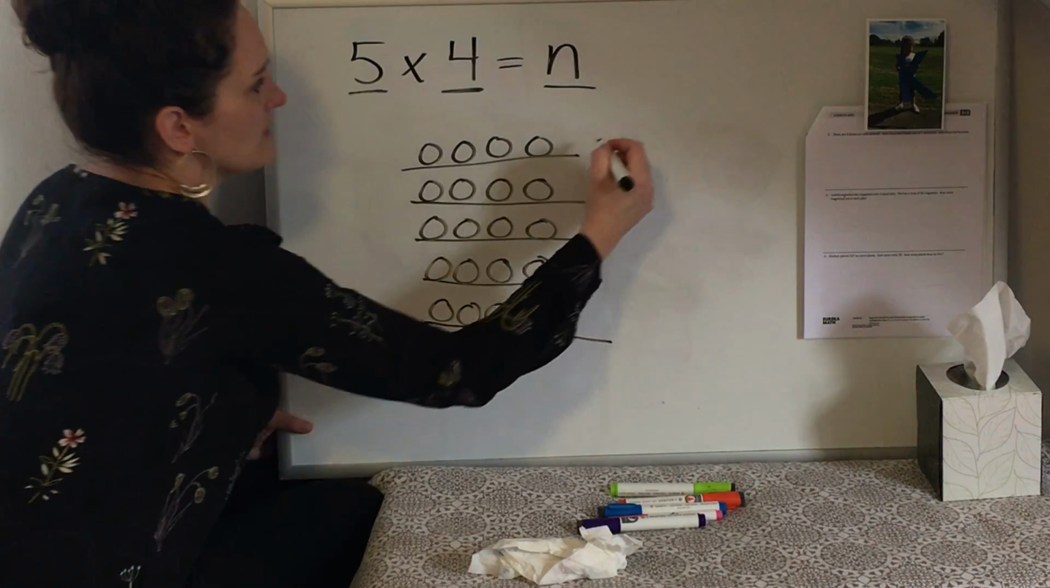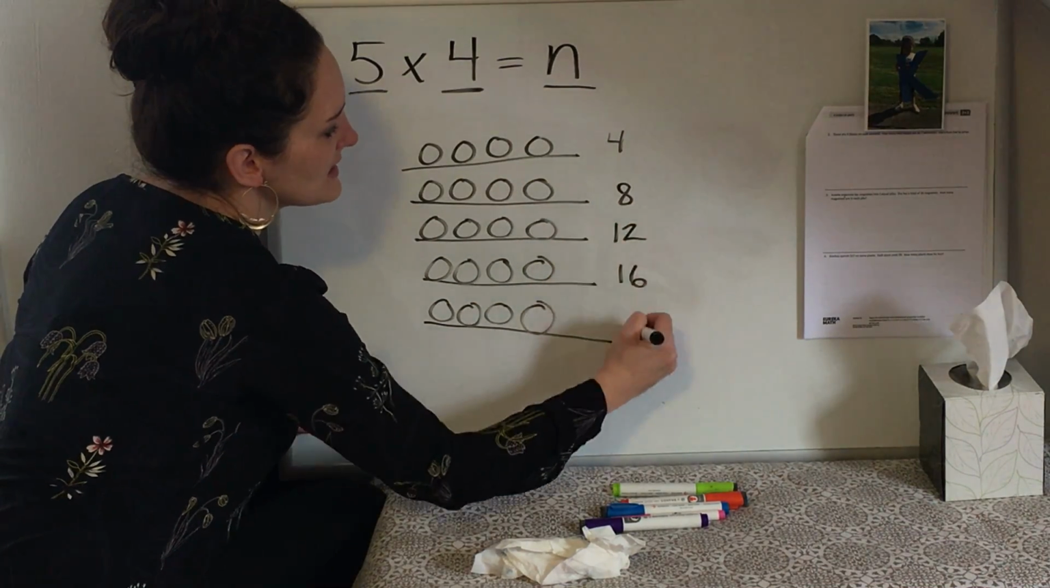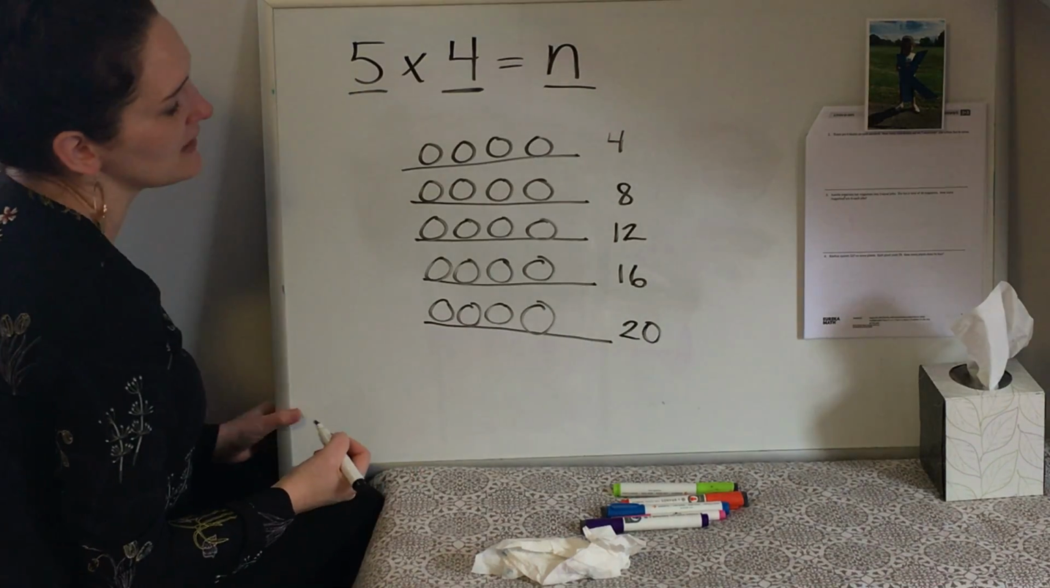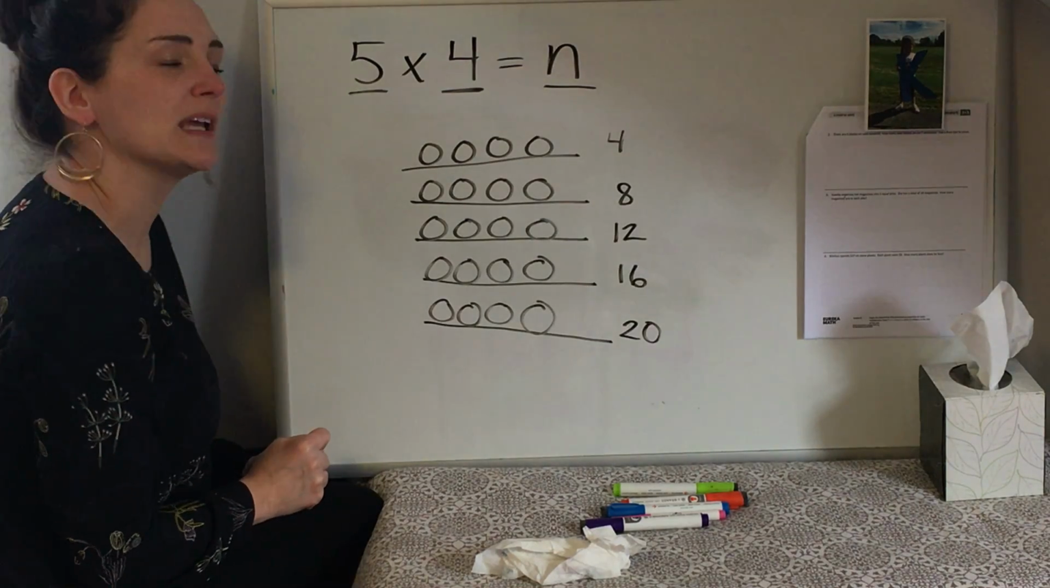And again, I can skip count down the side. 4, 8, 12, 16, 20. So 5 times 4 equals 20. Those are the 4 ways that you can show your work for multiplication word problems.